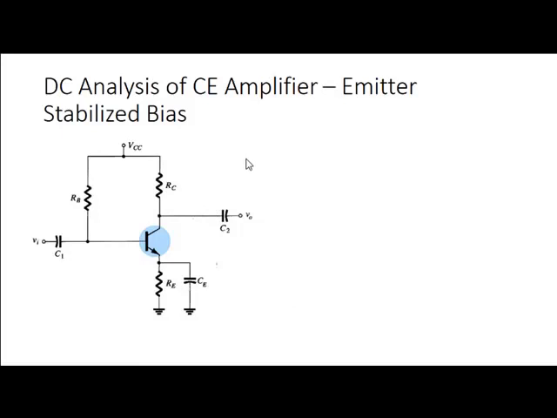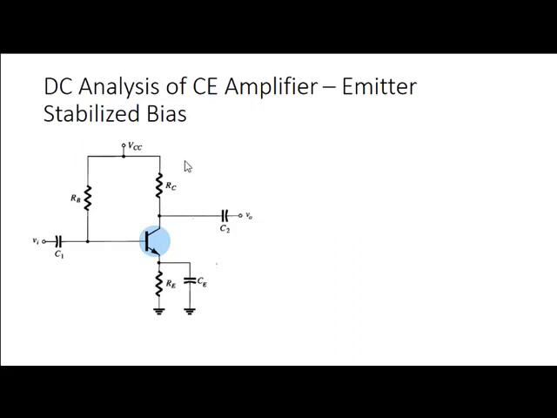Let us perform DC analysis of a common emitter amplifier. The biasing technique used in this type of common emitter amplifier is the emitter stabilized bias. The circuit diagram of the common emitter amplifier is shown on the left portion of your screen. The circuit is powered by the DC voltage source, which is VCC. There are three resistors RB, RC and RE. These three resistors form the part of biasing network.